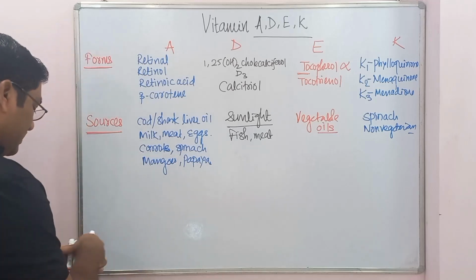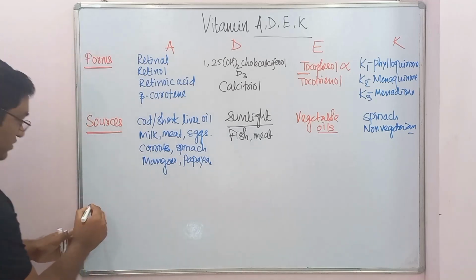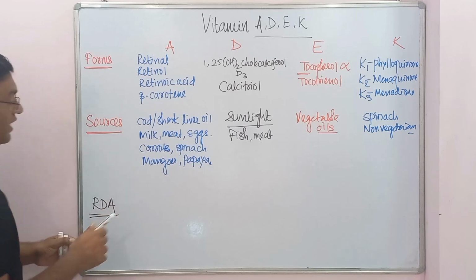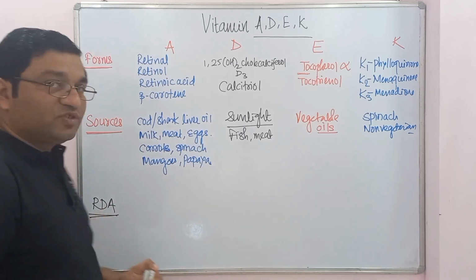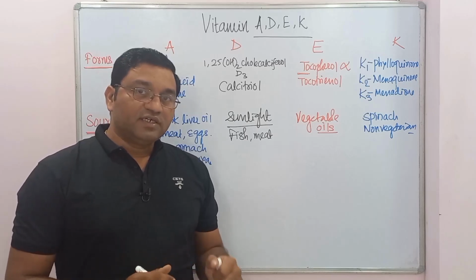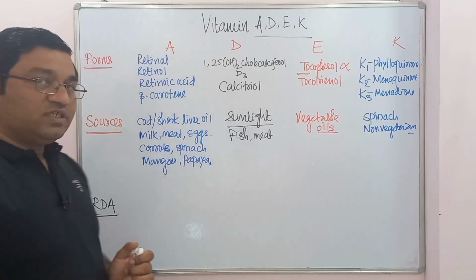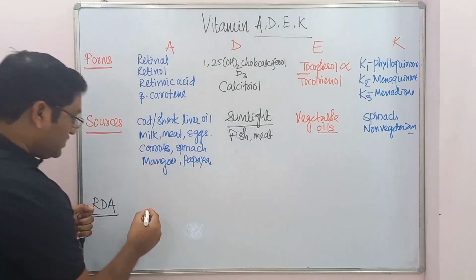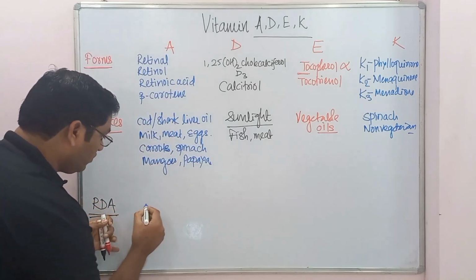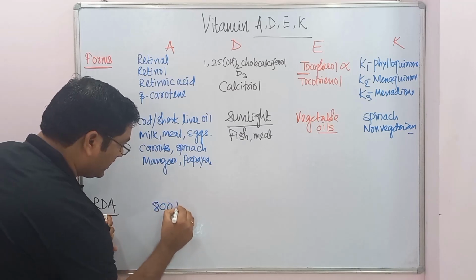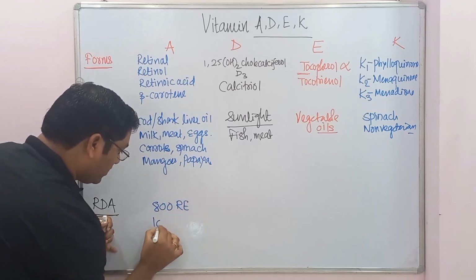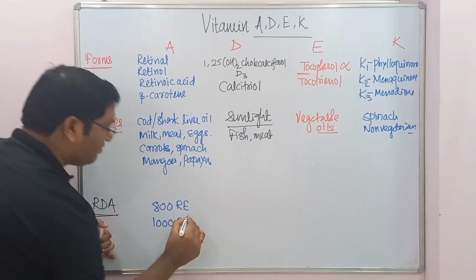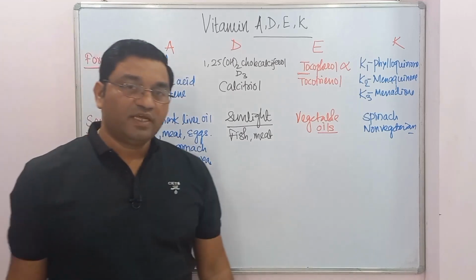Now coming to the RDA, recommended daily allowance. For vitamin A, the RDA in terms of retinol equivalent, where one retinol equivalent is equal to 1 microgram, it is 800 retinol equivalent or microgram for females, and up to 1000 retinol equivalent in males. So this is the requirement of vitamin A.